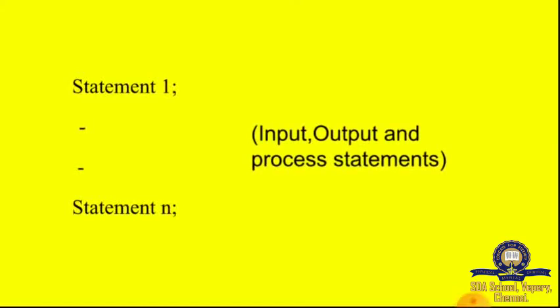Statement 1 semicolon, and several statements can be included and end with statement n semicolon. That is, they are input, output and process statements. This is the structure of C programming. It has header files, main function, open curly braces, statements and declaring variables.